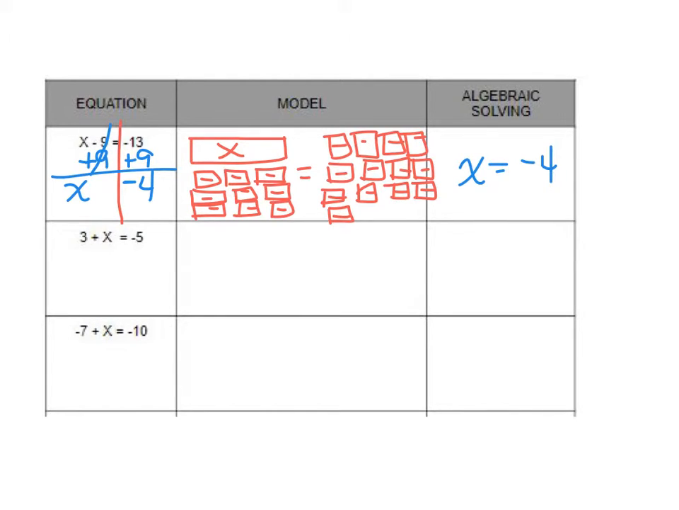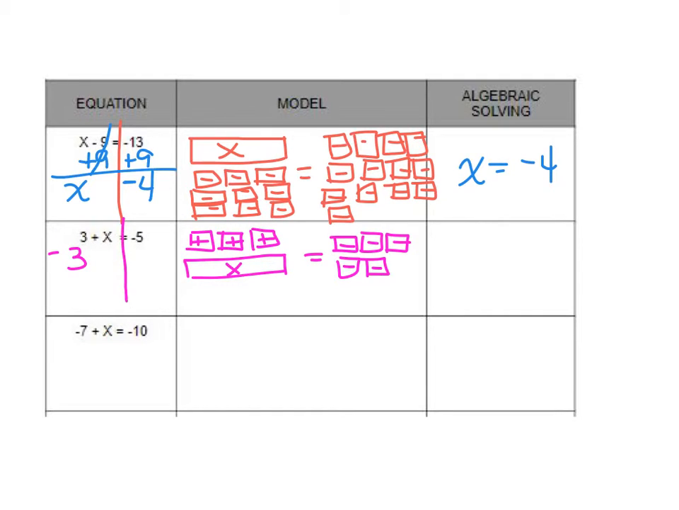So let's try the next one. Again, we're going to draw the models. So you have 3 positive and an x. And on the other side, you have 5 negatives. So because we're adding 3, the opposite is to subtract 3 on each side. Remember that line on the equal sign? So then we're subtracting 3 on each side.